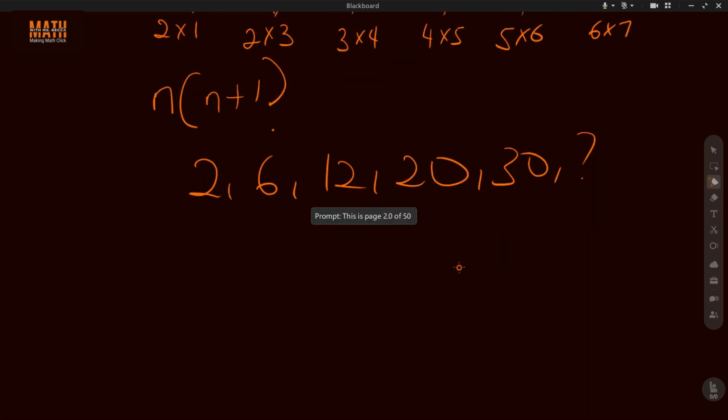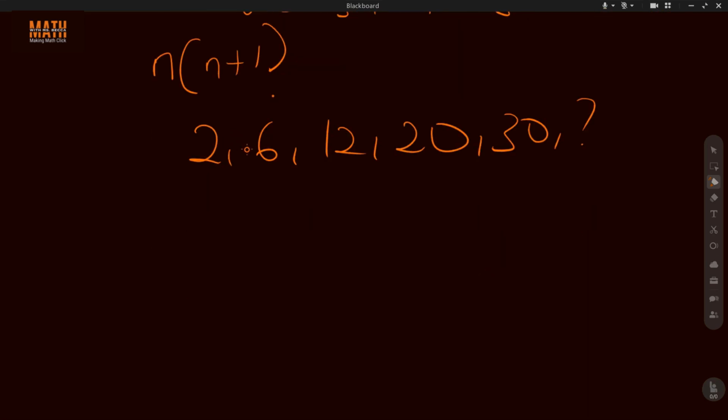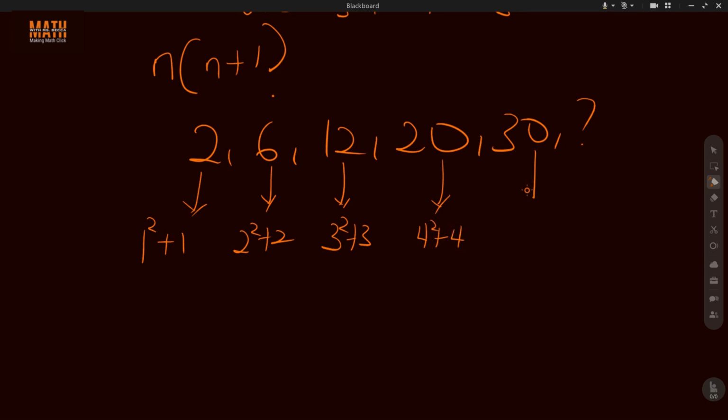So let's take a look at another pattern. Here is another pattern. For 2, we have 1 squared plus 1. For 6, we have 2 squared plus 2. For 12, we have 3 squared, that's 9 plus 3. For 20, we have 4 squared, that's 16 plus 4. For 30, we have 5 squared, that's 25 plus 5. So again, this pattern is n squared plus n.